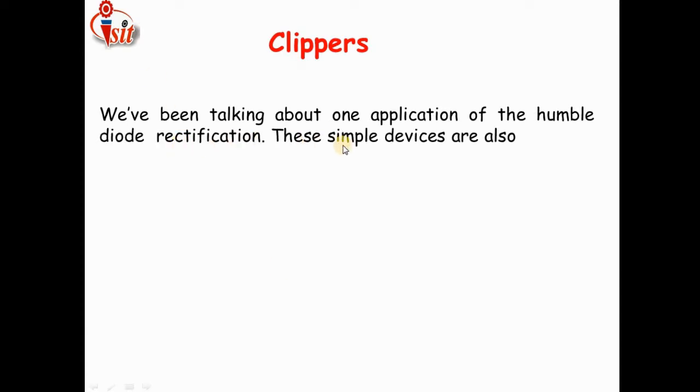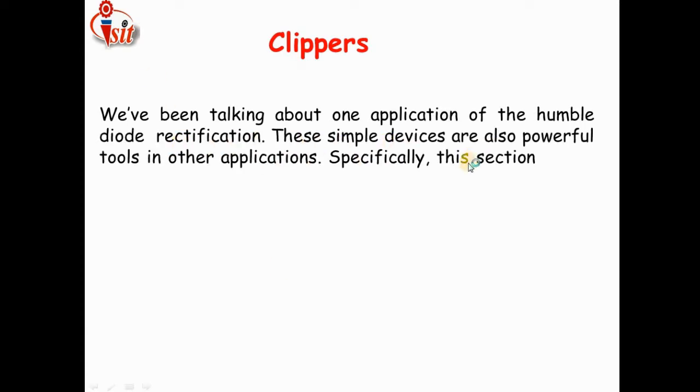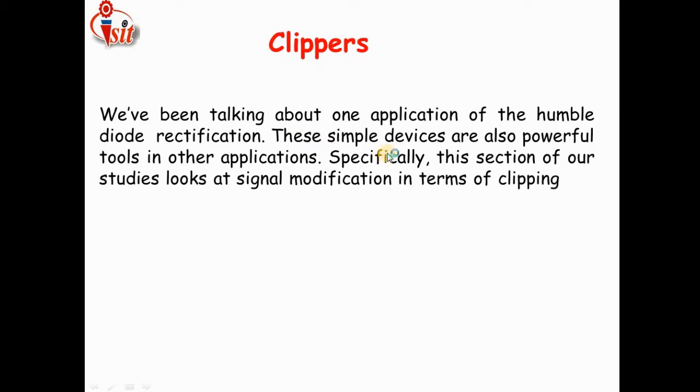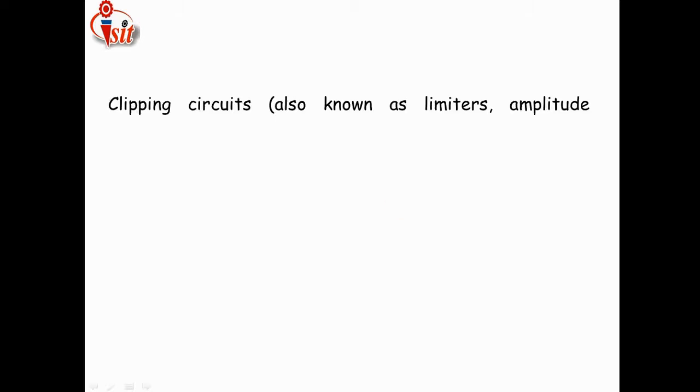Here we have been talking about one application of the humble diode, rectification. These simple devices are also powerful tools in other applications. Specifically, this section of our studies looks at signal modification in terms of clipping and clamping. First of all, we are going to discuss the clipping circuit.